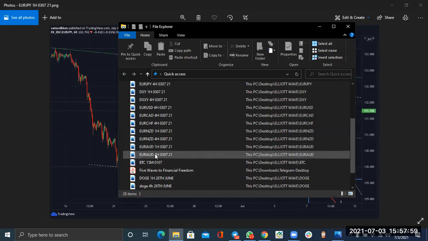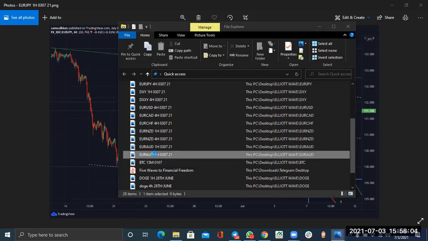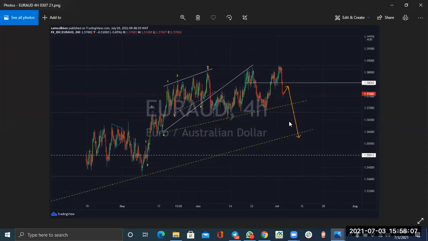Euro AUD. Euro AUD, you can see I didn't expect this sharp move down. I think that was a news release last Friday. In any case, I have been looking for the price to come to this level. Will it come to this level this time around? I don't know. But any correction from here is selling. I don't see any reason to buy.